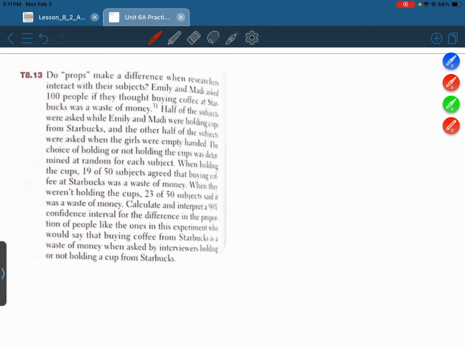T8.13. Do props make a difference when researchers interact with their subjects? Emily and Maddie asked 100 people if they thought buying coffee at Starbucks was a waste of money. Half of the subjects were asked while Emily and Maddie were holding cups from Starbucks, and the other half of the subjects were asked when the girls were empty-handed. Okay, so half means that the size of the first group is 50, the size of the second group is 50.